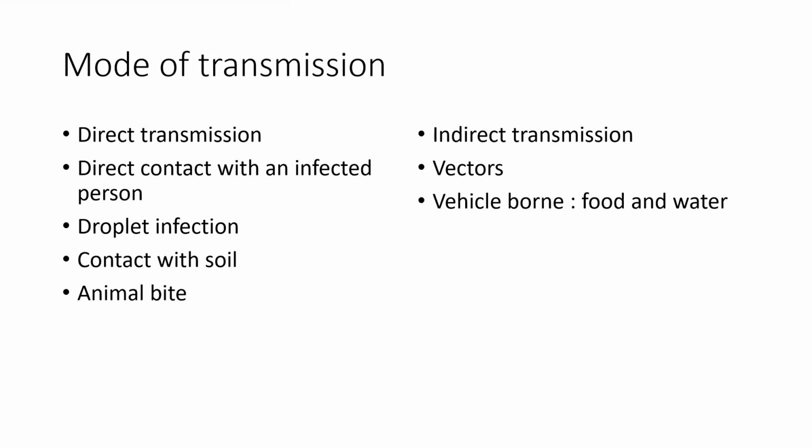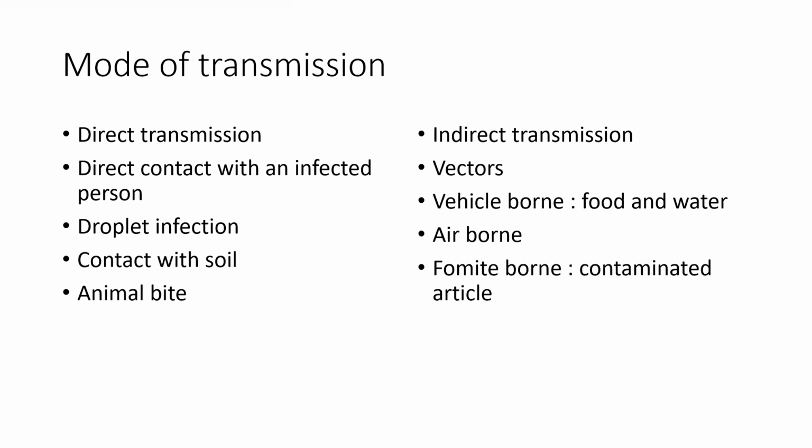Then the second is vehicle borne. Vehicle borne is like food and water. If you are eating one burger and you have the disease, then if I eat the same burger, I will get the disease. Then, airborne. If you sneeze here in the air, there will be the disease causing germ. If the other batch, class 11, comes and sits here, they will also get the disease.